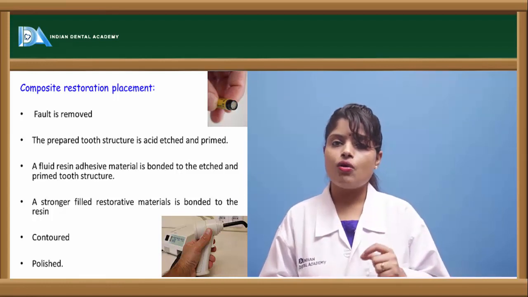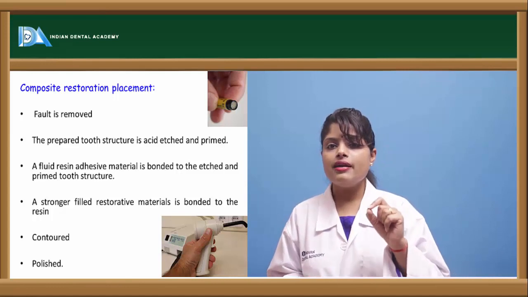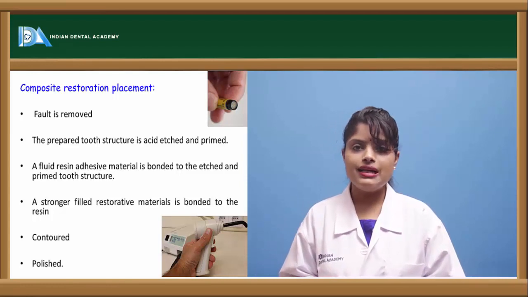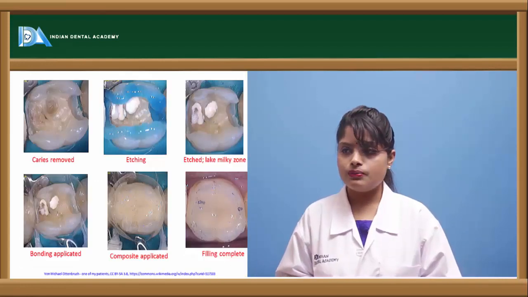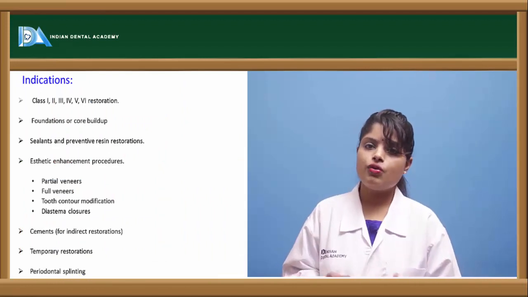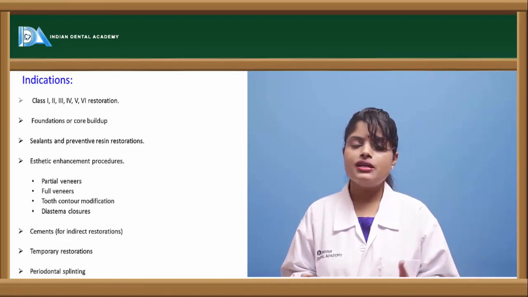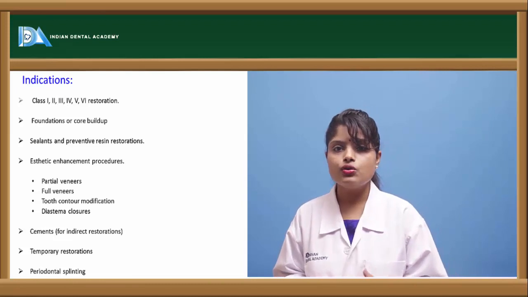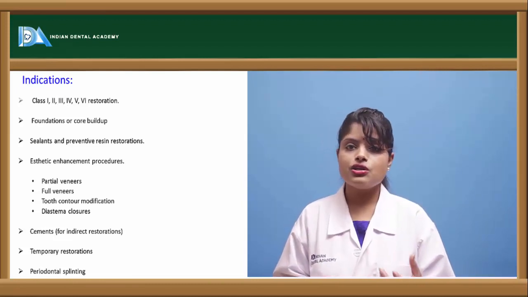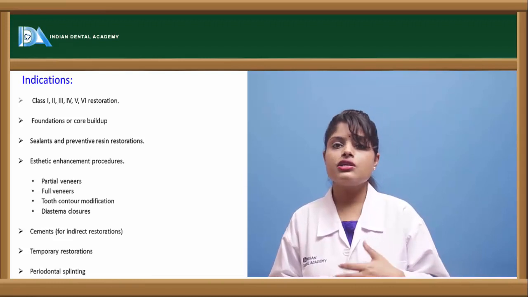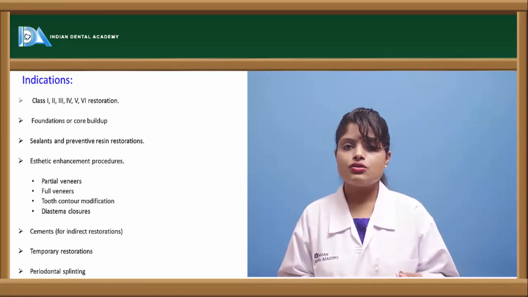After application of the bonding agent, the composite is placed layer by layer and it is cured according to the manufacturer's instructions, and finally it is contoured and polished. The indications of composite are generally class 1, class 2, class 3, 4 and 5 types of restoration. It can also be used as a pit and fissure sealant, or in splinting of the tooth. It can also be used as partial or full veneers. It can be used in a fractured tooth, the class 1, class 2 type of fractures. It can also be used in post and core buildup in the case of fiber post.